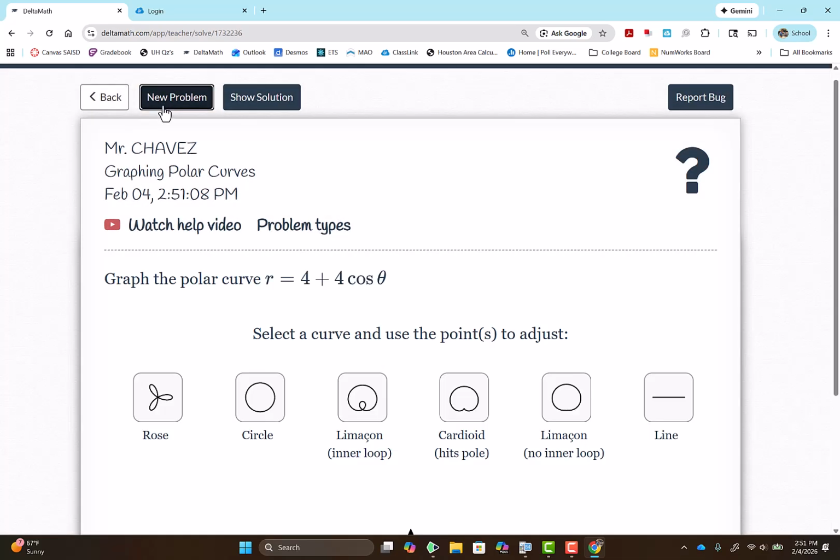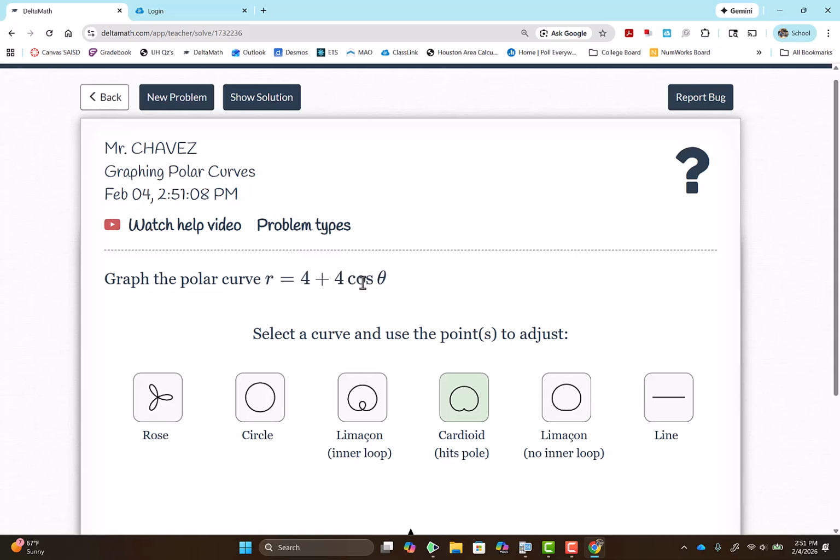Are you not entertained? What about this one? Tell me, does it have a loop or does it not have a loop? No loop because it does not cross the x-axis, but does it have a pole? Yes, so it's going to look like this one. See? Now this one's cosine, so instead of being symmetric with the y-axis, it's going to be symmetric with the x. So now we care about 0 and pi.